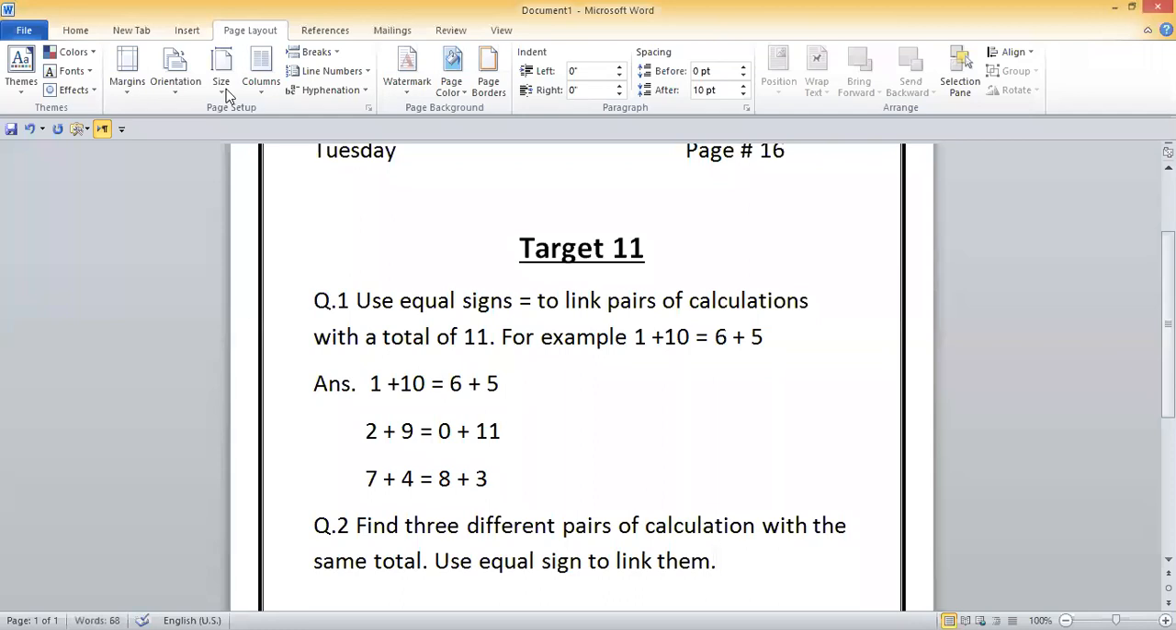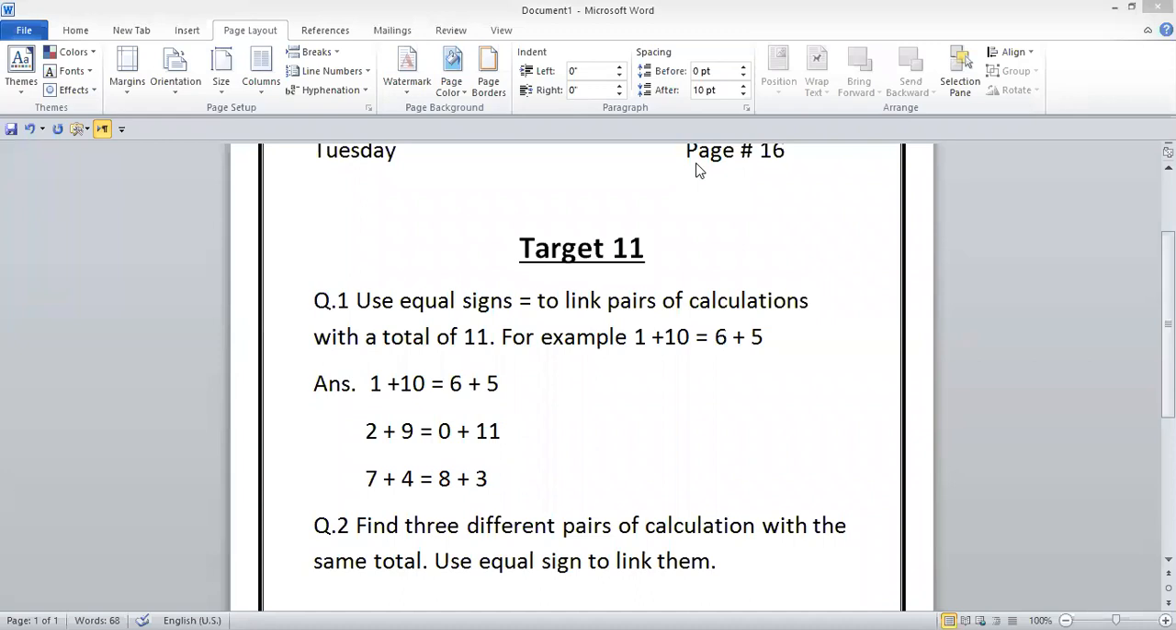For a while, I'm going to mute all of you. In question number 2, you have to find 3 different pairs of calculation with the same total. Like you were doing in question number 1 for the total of 11. In question number 1, you have to find out the pair, the 2 numbers, that if you add them, you find the result 11.